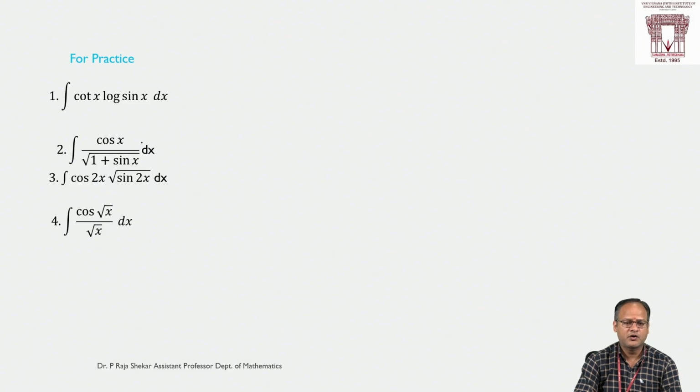Likewise, here are some more problems for your practice. First one, the integration of cot x into log of sin x. It is to identify which one is to be replaced and which one is the differentiation of the other, whether cot x is the differentiation of log sin x or log sin x is the differentiation of cot x. Here in this case, suppose log sin x is t, then cot x dx will become its derivative. Likewise, in the other examples: cos x divided by square root of 1 plus sin x; cos x into cos 2x into sin 2x; and the fourth one, cos root x by square root of x.